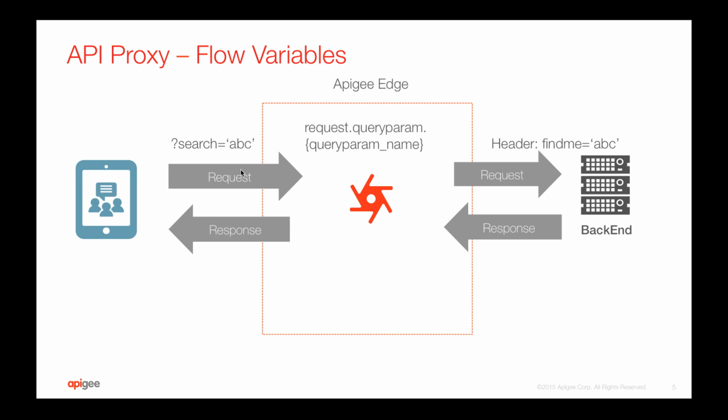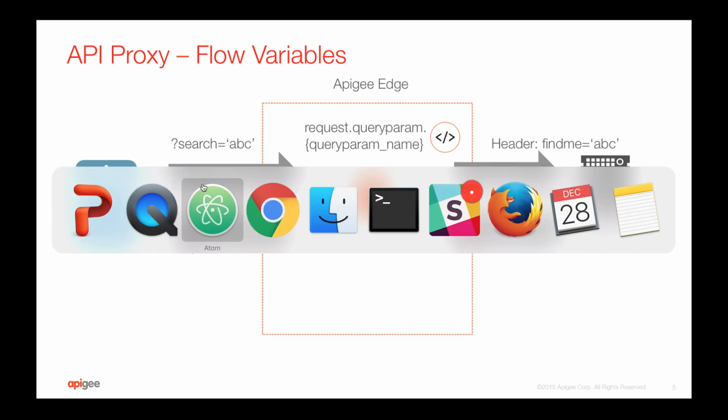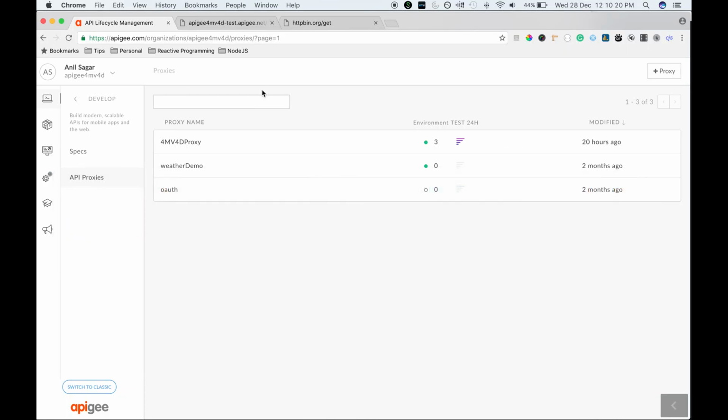You can read the query param using the flow variable request.queryParam.queryParamName, and then you can create a new variable header before you send the request to the target system. We can leverage out-of-the-box policies like assign message policy to do this. Let's see how we can quickly able to do this.